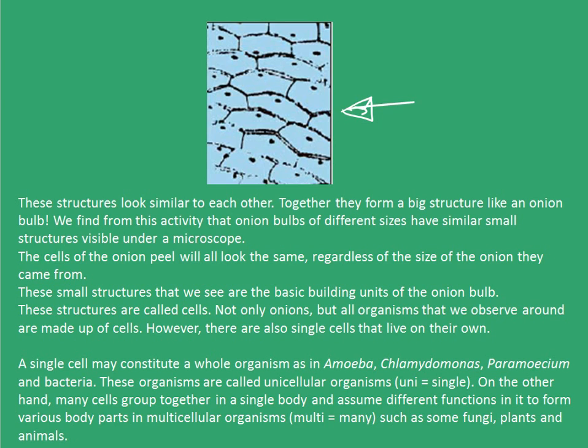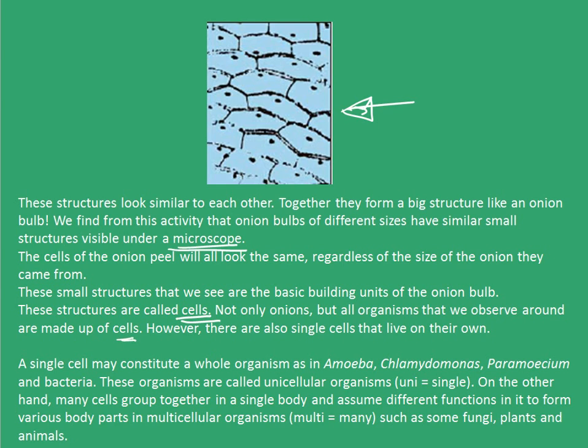We find from this activity that onion bulbs of different sizes have similar small structures visible under a microscope. The cells of the onion peel will all look the same, regardless of the size of the onion they come from. These small structures that we see are the basic building units of the onion bulb. These structures are called cells. Not only onions, but all organisms that we observe around us are made up of cells.